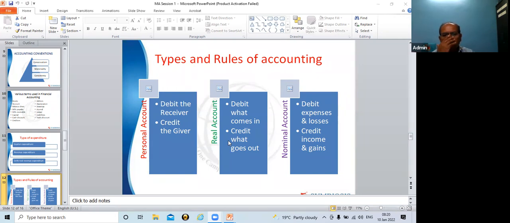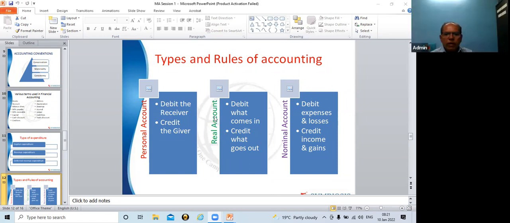Nowadays we do transactions through bank only, but sometimes we need to pay hard cash also in currency. So cash and bank are also part of real account in addition to assets. And goods means whatever product is being sold by the organization. So goods also come under real account.